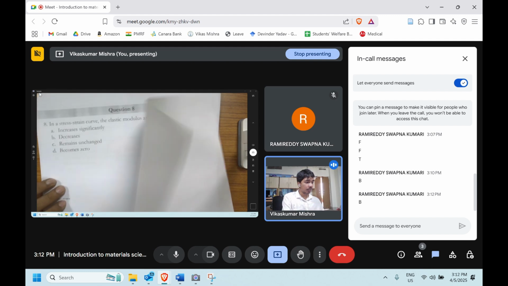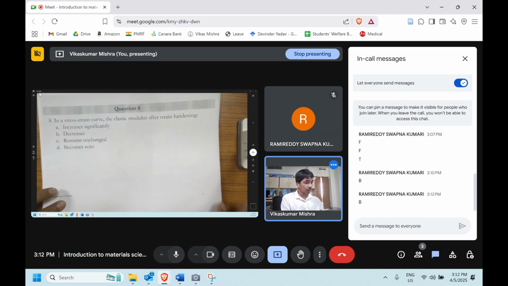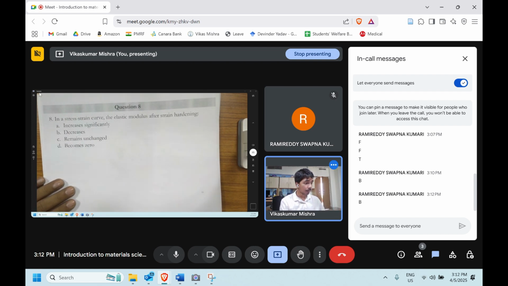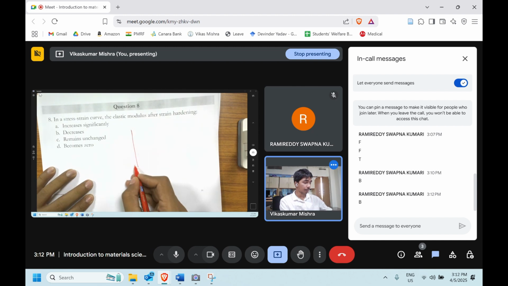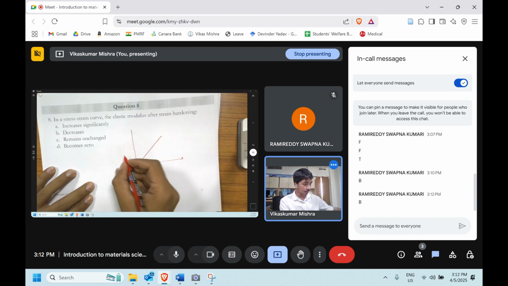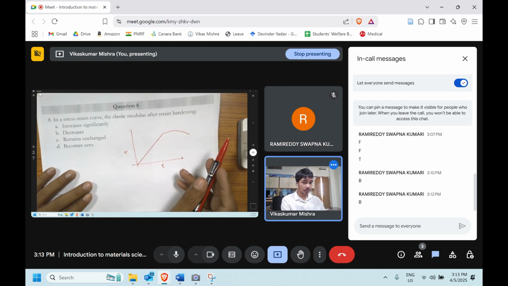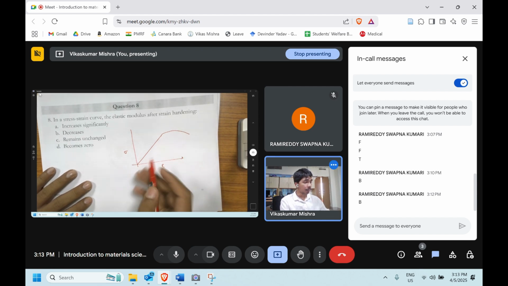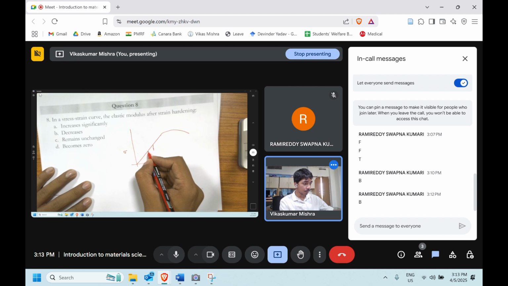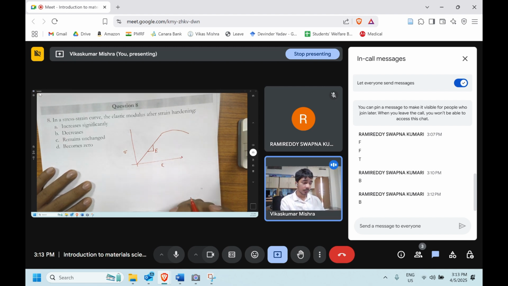Let's move to question number 8. Here, in a stress strain curve, the elastic modulus after strain hardening. We are talking about the elastic modulus. If I talk about the stress strain curve, it will go something like this. So they are asking what will happen to the elastic modulus. This is the slope of the stress strain curve.